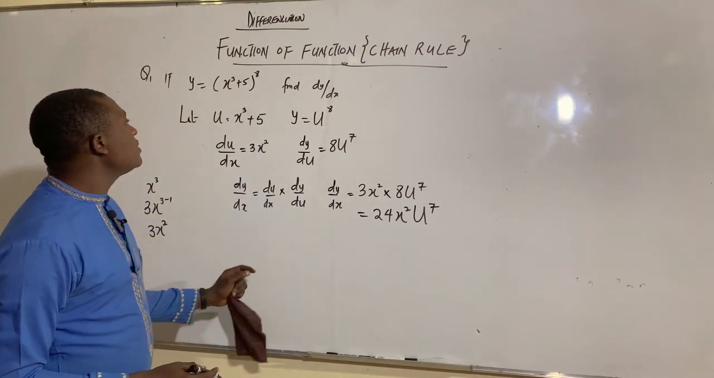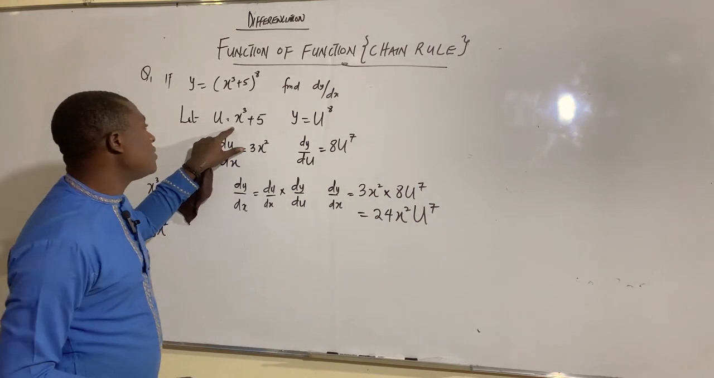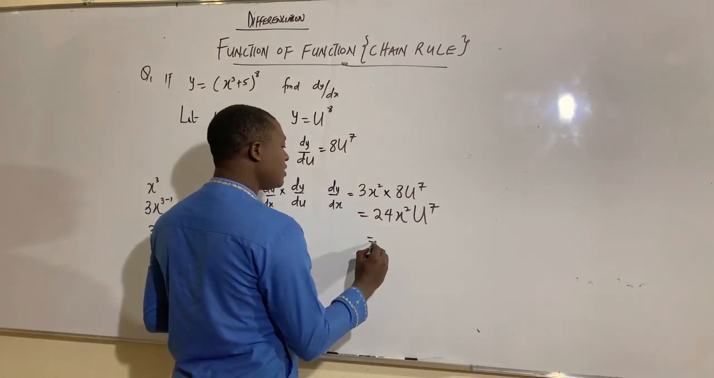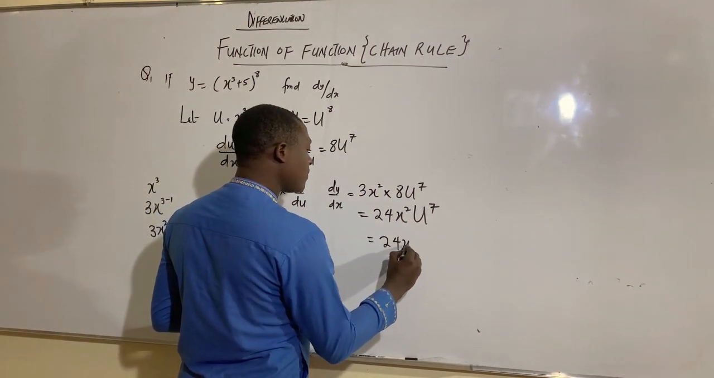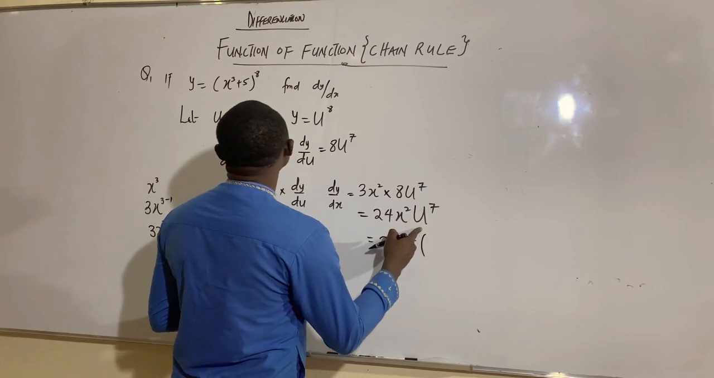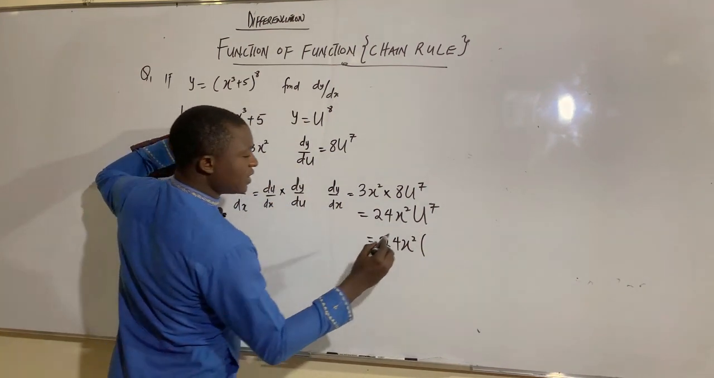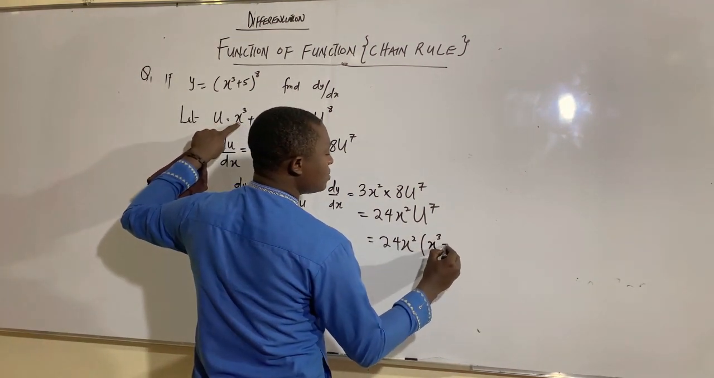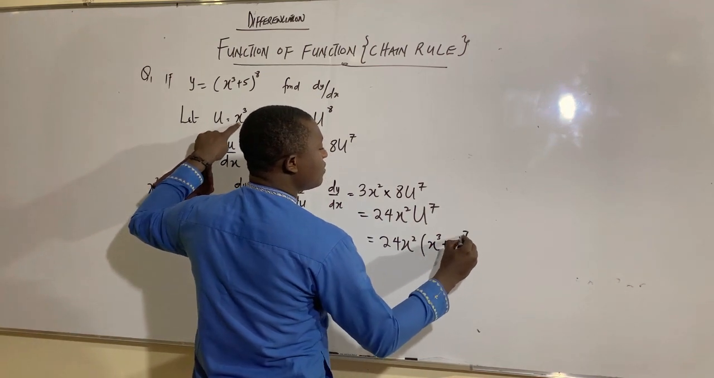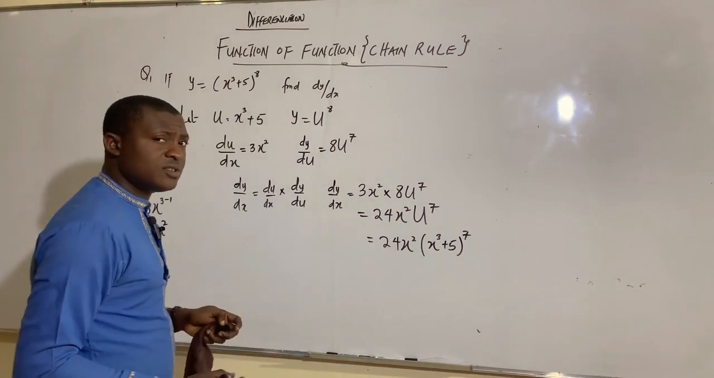But recall that our u is something. Our u is x cubed plus 5. So let's put it here. So that means here we have 24x squared. So this is my u. My u is x cubed plus 5. So here we have x cubed plus 5 raised to the power of what? Raised to the power of 7. I hope you get the logic, right?